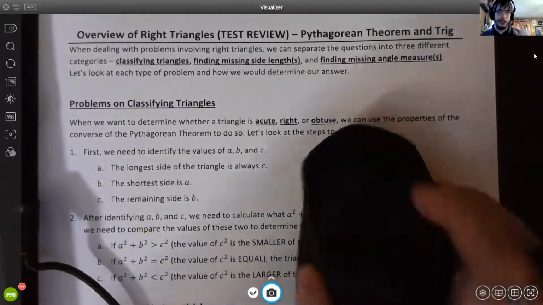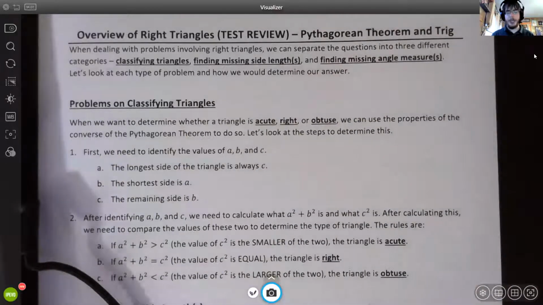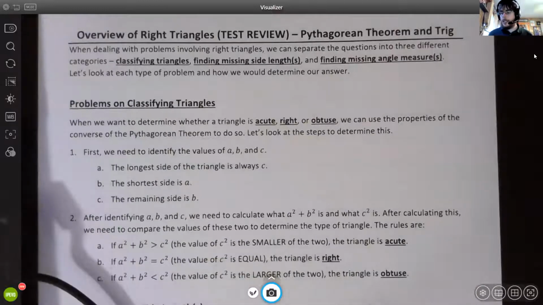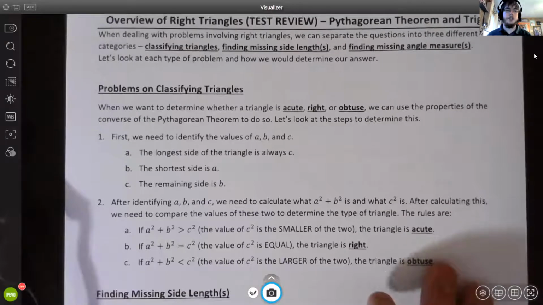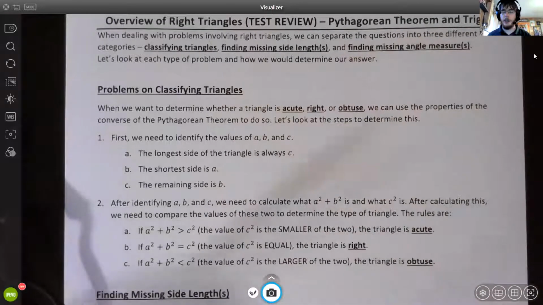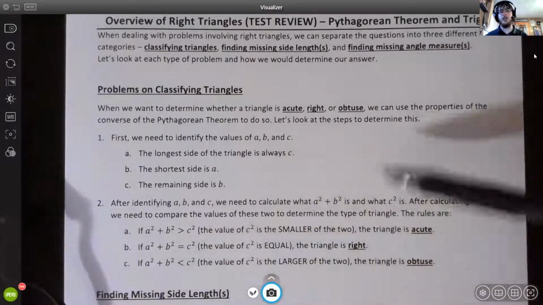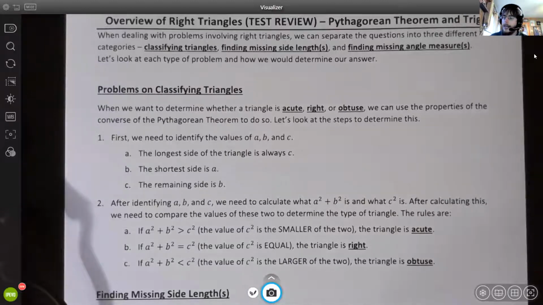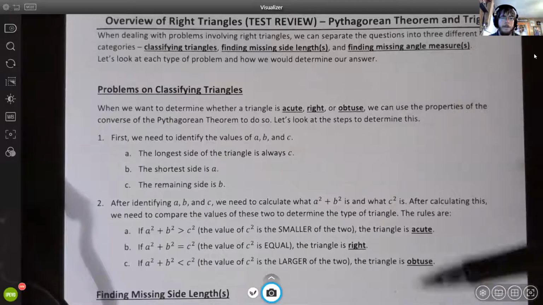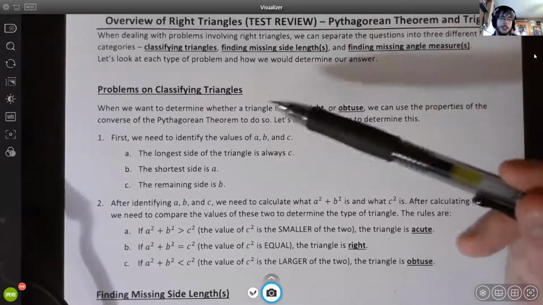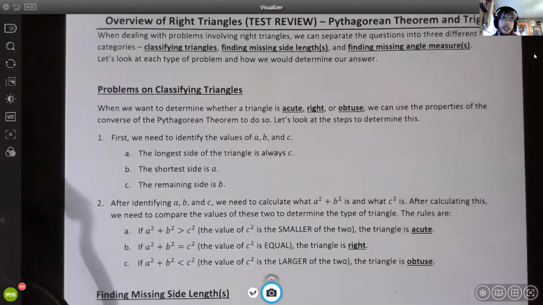So these first two pages, as I mentioned on the Google Classroom page, is simply a summary of everything that we've been doing, and it gives you some hints and tips on how to approach each type of problem and what the steps for solving that kind of problem are. Okay, so the problems on classifying triangles, finding missing side lengths, and finding missing angle measures.